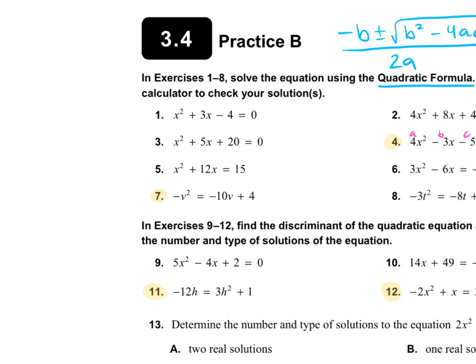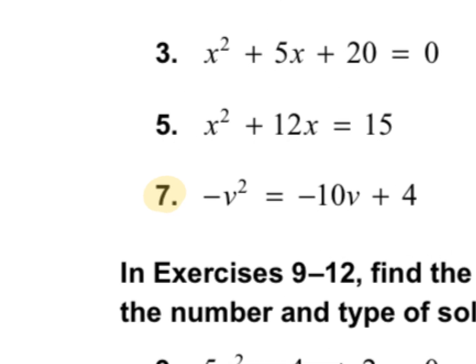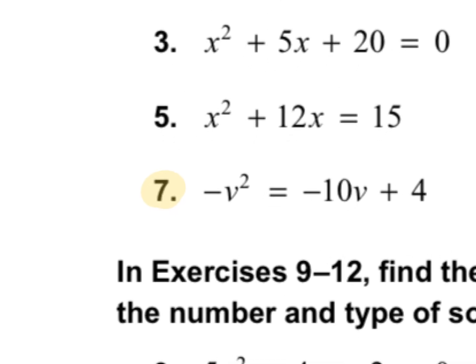So let's look at 7. For 7, can I just label my A, B, and C right away? Why not?